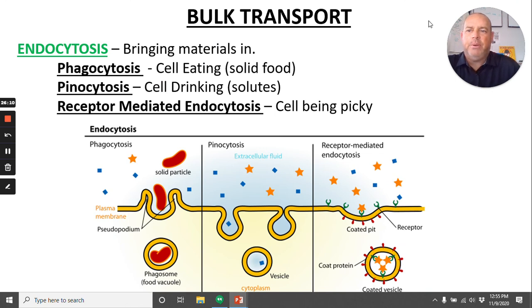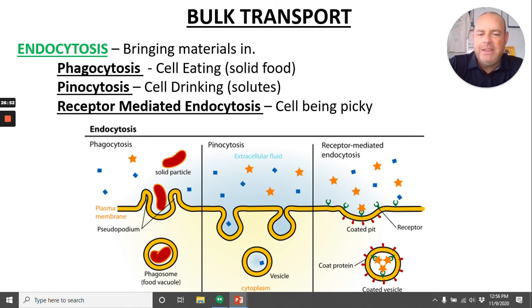And now we're kind of wrapping a few things up here. We also have bulk transport, what I like to call Costco transport, okay, like the 50 rolls of toilet paper. So endocytosis, there's 3 of these. Phagocytosis is cell eating. Pinocytosis is cell drinking, which are just small solutes. And then receptor-mediated endocytosis is just the cell being picky, okay? So in the first one, phagocytosis, a bigger solid particle, bring it in, merge with the membrane, and bring it into the cell because it's endocytosis, you're bringing things in. Pinocytosis, just little tiny things, little solutes, so we call that cell drinking.